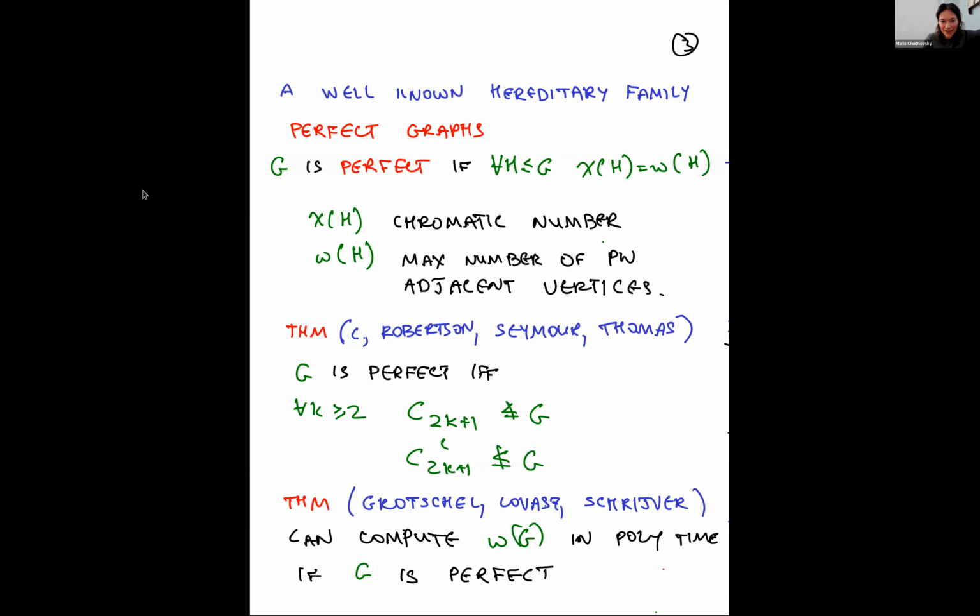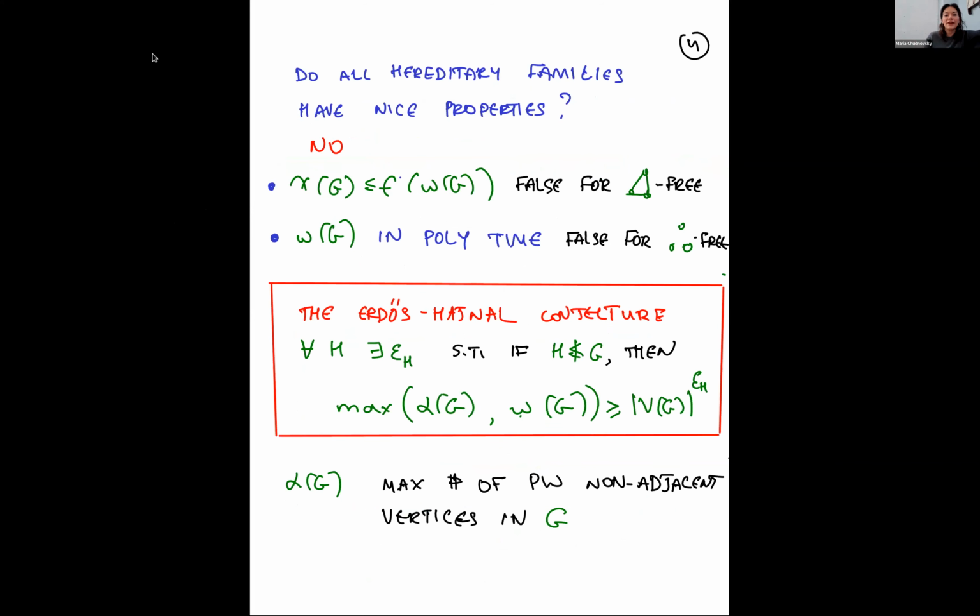Okay, so that was perfect graphs. And again, the real point of this slide was to show you a nice hereditary family. So then one might optimistically ask, do all hereditary families have nice properties? And the answer is not at all.